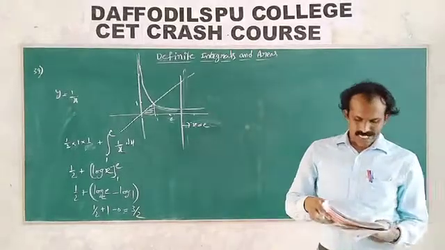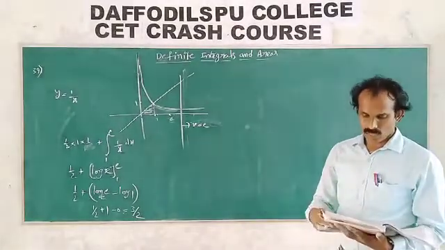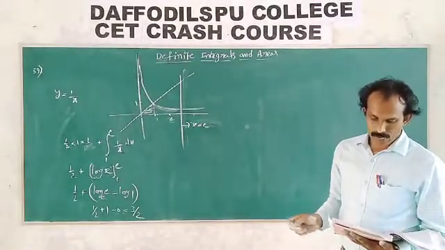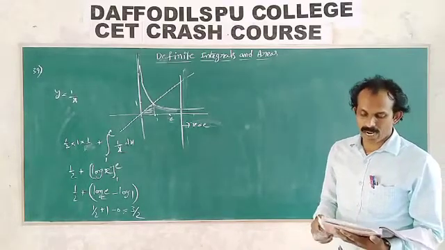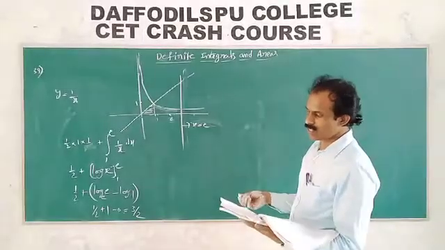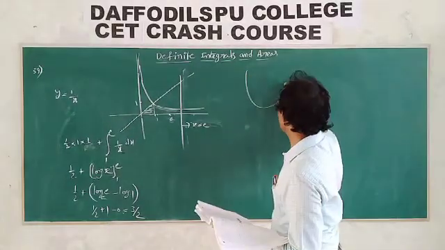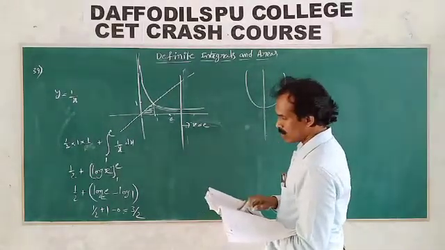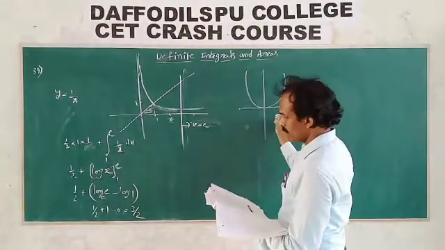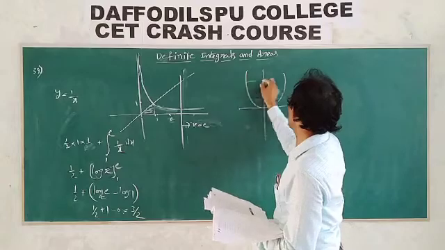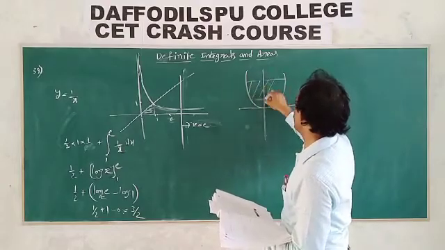Okay, next to 39, try 40. The area of the region bounded by x square is equal to 4y and y is equal to 1, comma 4. This is also easy. So like this one, for x square is equal to 4y at origin, y is equal to 1 and y is equal to 4. Find out the area bounded by this one.